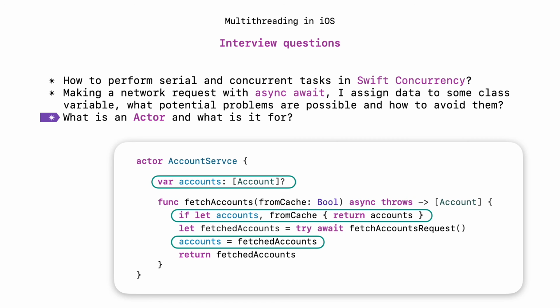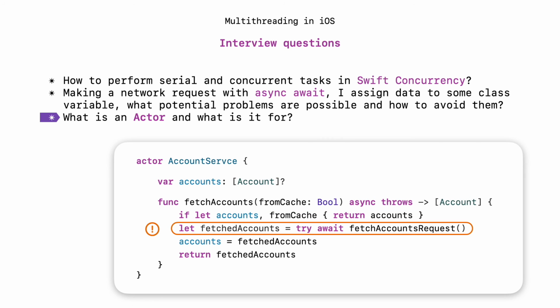What is an actor and what is it for? I talked about actors in the previous question and gave a code example. An actor is similar to an ordinary class, but the actor knows when its functions are running or properties are being used, and does not allow its own synchronous code to be executed simultaneously. This guarantees the safety of the critical section. But asynchronous code may be executed concurrently. Sometimes an actor is compared to NSLock because the actor solves the same multithreading problem, protecting the critical section.